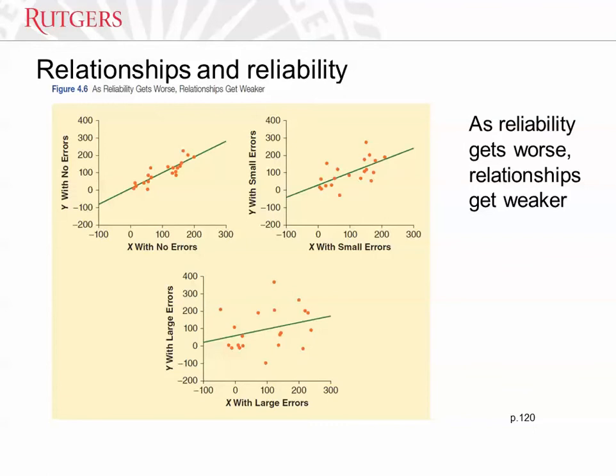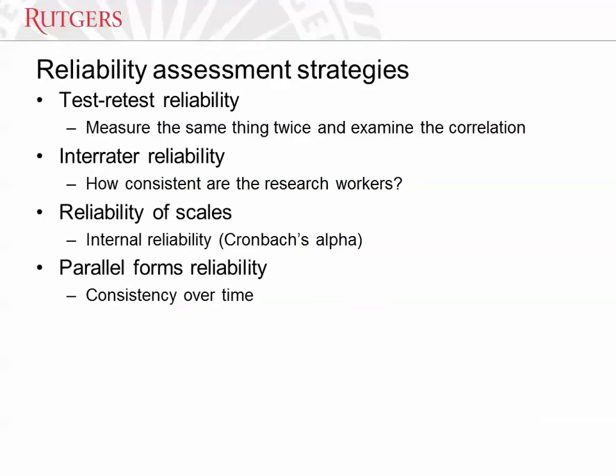So reliability has consequences because it can lead us to miss things. If we have unreliable measures, we may miss things in the world that are important to know. Okay, so just like with validity, there are strategies for assessing reliability. There are empirical strategies. One is directly related to the definition of reliability.